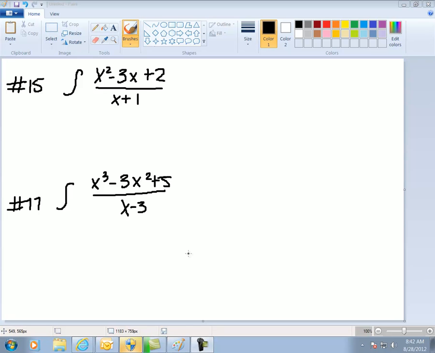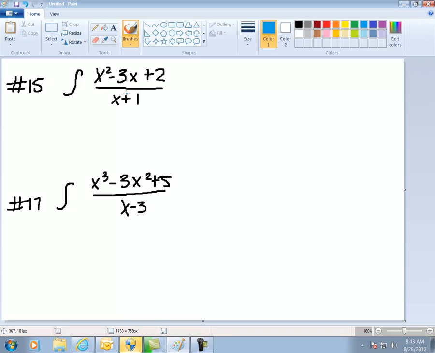Hi, in this video we'll demonstrate a couple more examples that are slightly different than the ones we did last time. In this situation, I'm integrating x squared minus 3x plus 2 over x plus 1. Notice in the last example, the degree of my numerator was smaller than the degree of my denominator. Now the degree of my denominator is smaller than the degree of my numerator. So that's probably a good indication that you're going to need to apply this next concept that I'll show you.